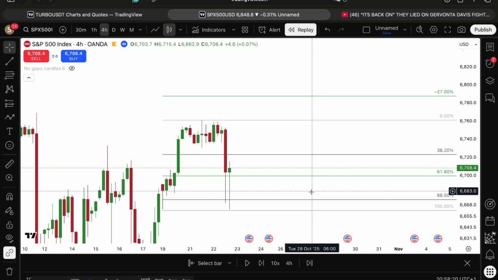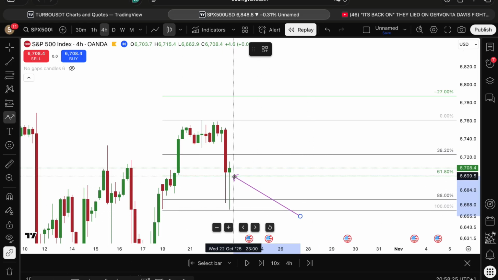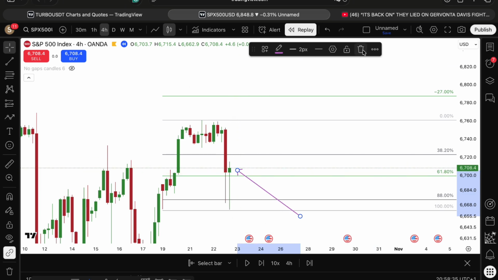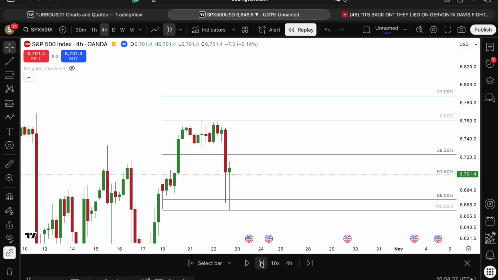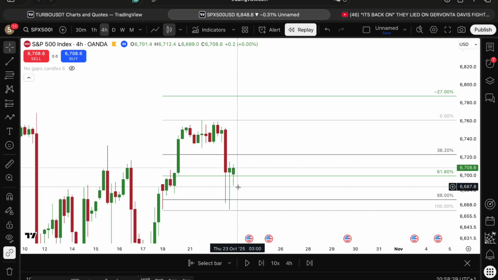On the 4 hour, we are going to wait until price has a break and close above the 61 level. Now you can already see that price is above the 61 level and has closed above it. But because this is outside of my session, I will have to wait until the start of the new London session for me to enter this trade.